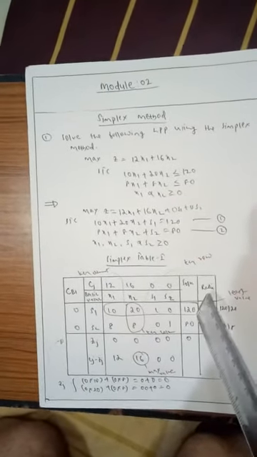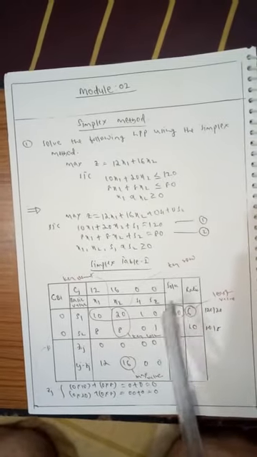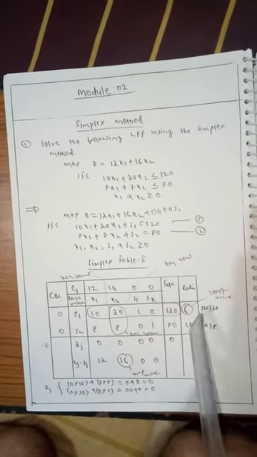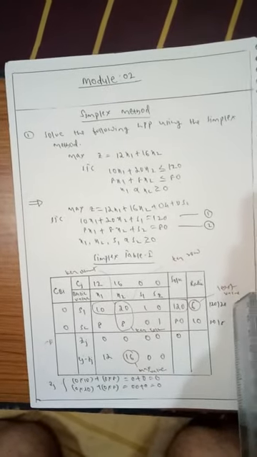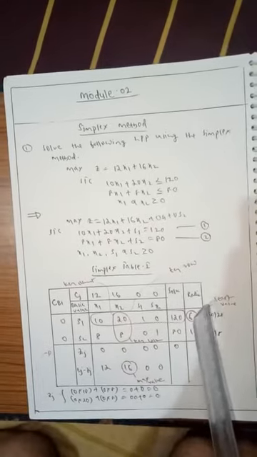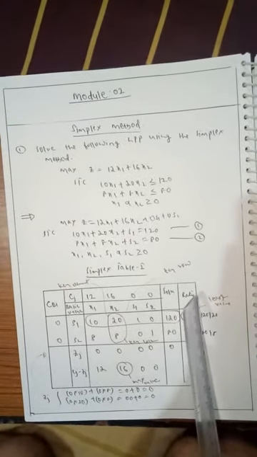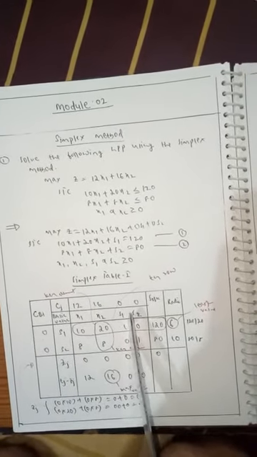Next, you come to this side. Divide: 120 divided by 20 is equal to 6, and 80 divided by 8 is equal to 10. Among these, you have to choose the least value. Between 6 and 10, the least value is 6, so you draw a line on that respective row or highlight it. This row is called the key row.